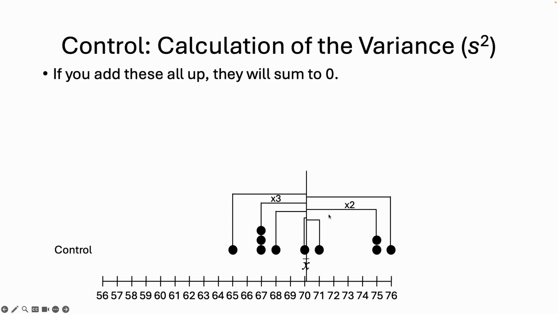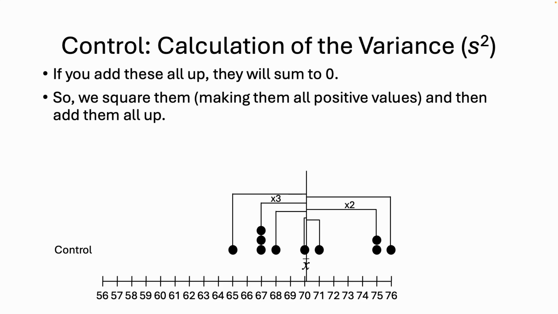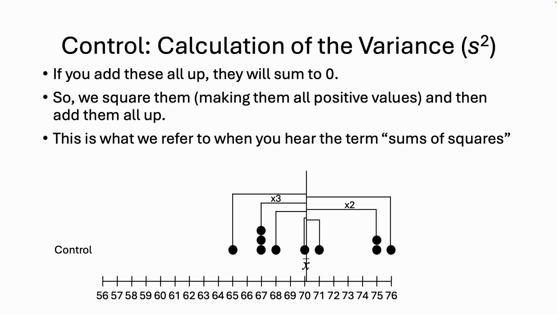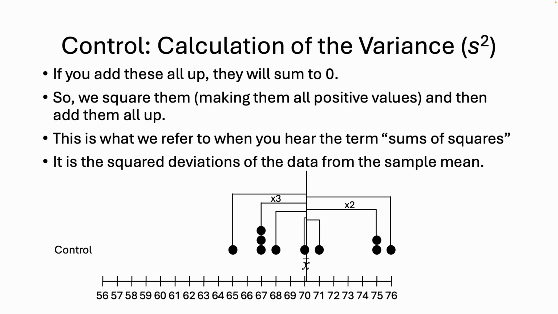Well, that doesn't really get us anywhere, because we want to know what those magnitudes are. So we can square them, which converts them all to positive values, and then add them up. This is exactly what is referred to as the sums of squares. So anytime you hear that terminology, sums of squares, it's the squared deviations of the data from the sample mean. We would take each of these distances, square it, and add it all up.